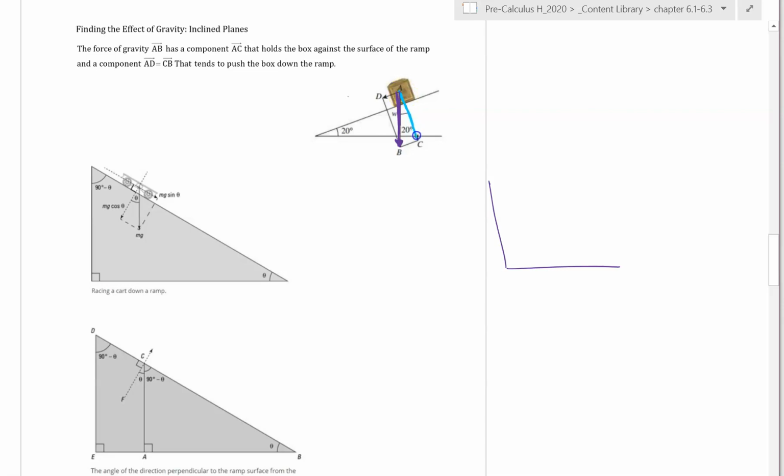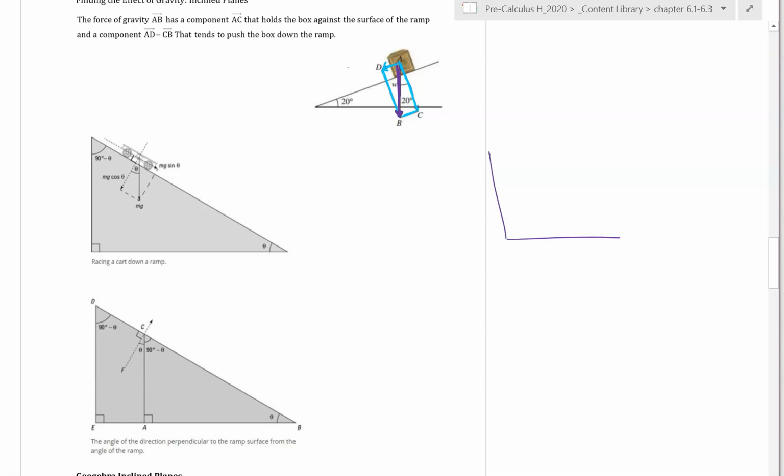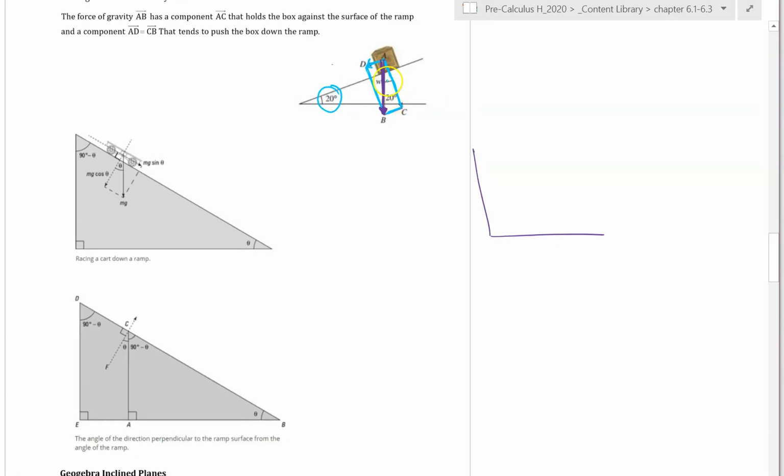So we've got a component of gravity that tends to hold the box against the surface of the ramp, and then we have another component of gravity that tends to push the box down the ramp. Notice that AD and CB are equal, right? AC, DB. So I would like you to think about these two examples where I gave you some triangles, and how you could figure out, for example, that this angle of the incline was 20. How did I know that this little angle right here is 20? That's what we're going to talk about next. Go ahead and pause the video and think about that for a minute.